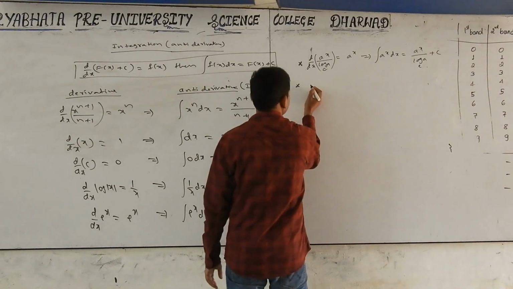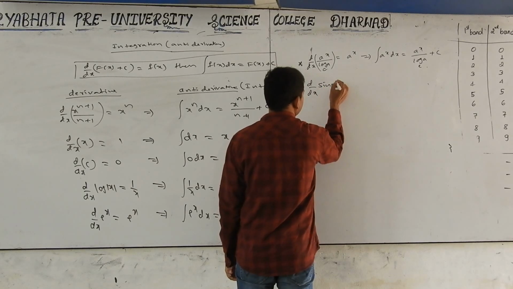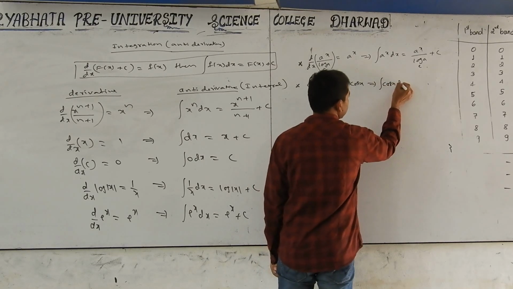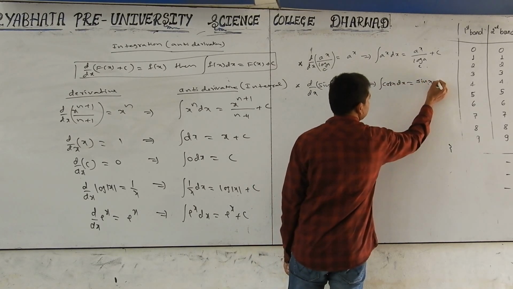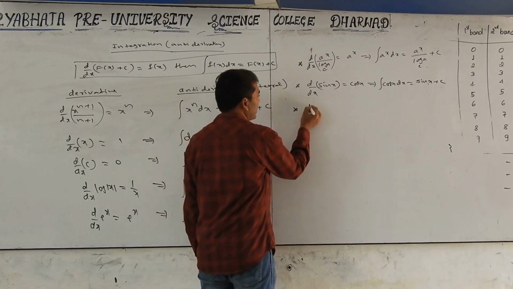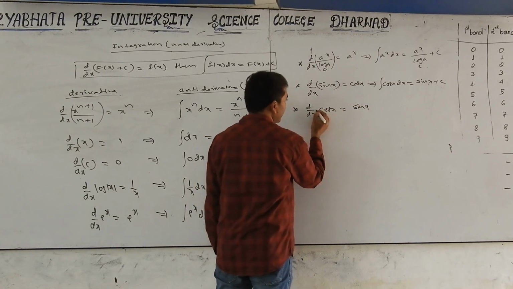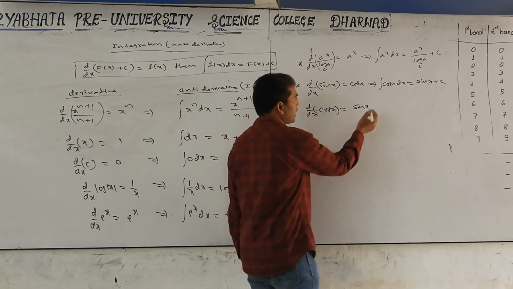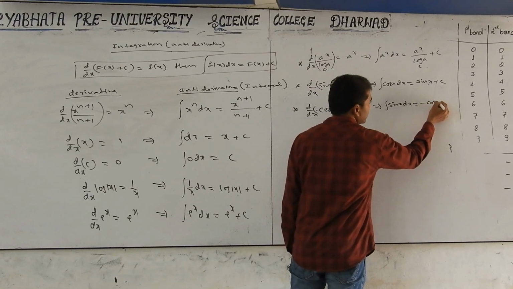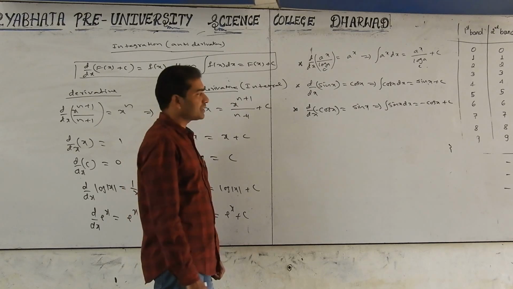Next, d by dx of sin x differentiation is cos x. Then integration of cos x dx equal to sin x plus c. Trigonometric differentiation. D by dx of cos x differentiation is minus sin x. So minus I am taking here. Therefore integration of sin x dx equal to minus cos x plus c. Integration of sin x is minus cos x plus c.